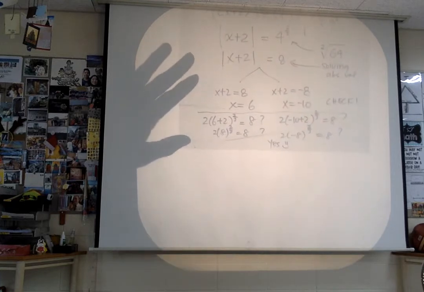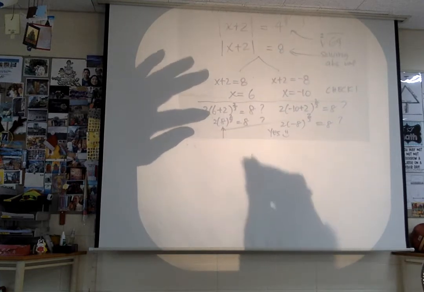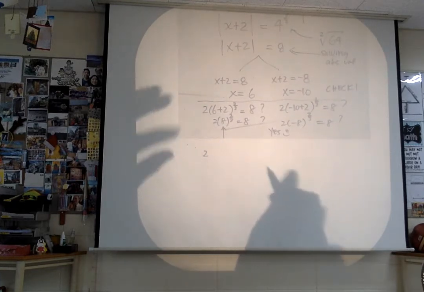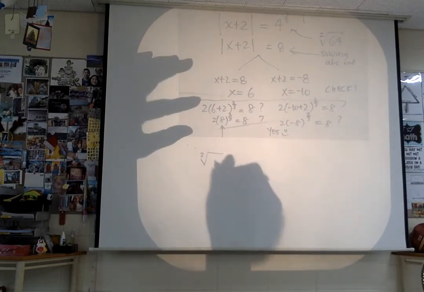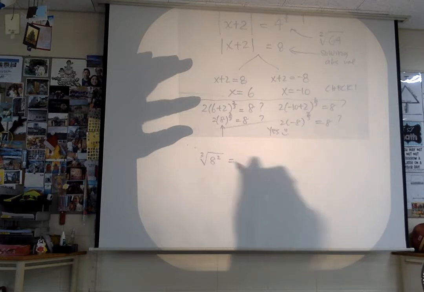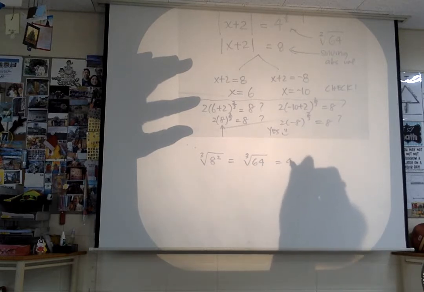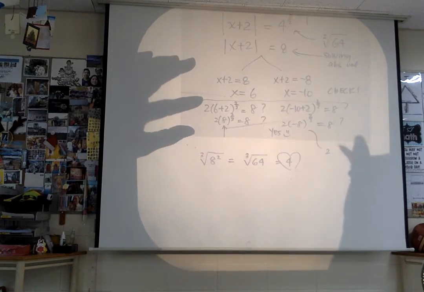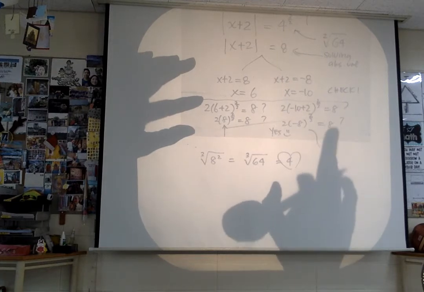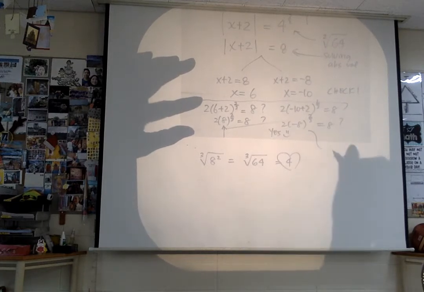Now, if you need help with this, let's do the 8^(2/3) separately. It's the 3rd root of 8, squared. Isn't this actually the 3rd root of 64? So that's going to equal 4. So 2 times 4. Same thing here: it's going to be 2 times (-8)^(2/3), so it's the 3rd root here.